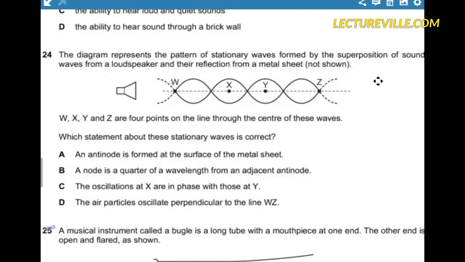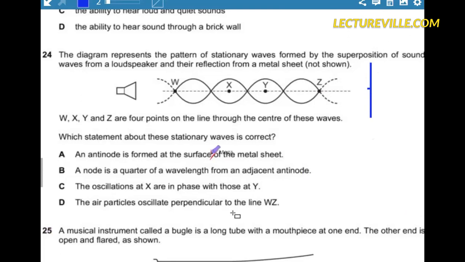Metal sheet is not shown. There is a metal sheet somewhere over here, and there. And remember, if it is being reflected from here, then at the point of reflection there should be a node. If there is no node, then this reflection cannot happen. An antinode is formed? Nope, that is incorrect. A node should be formed over here.